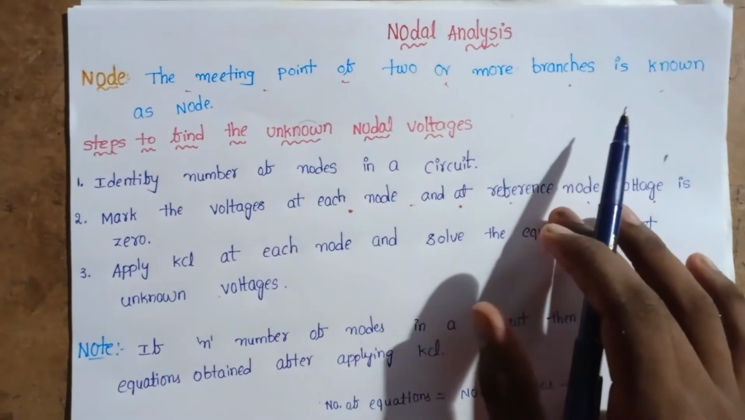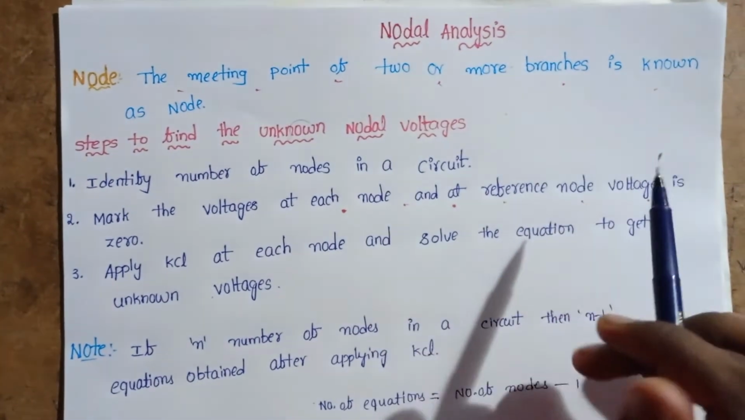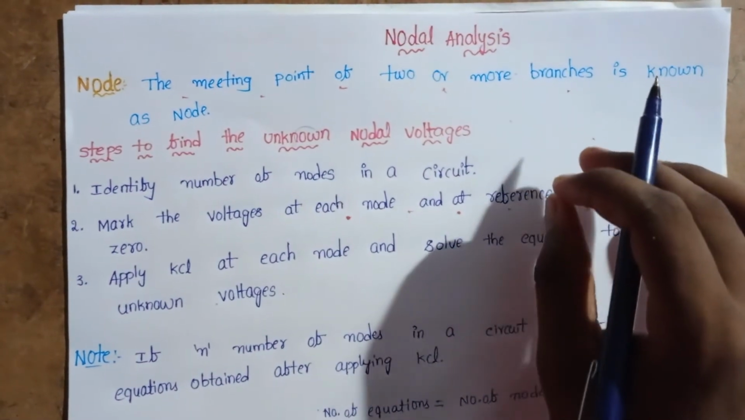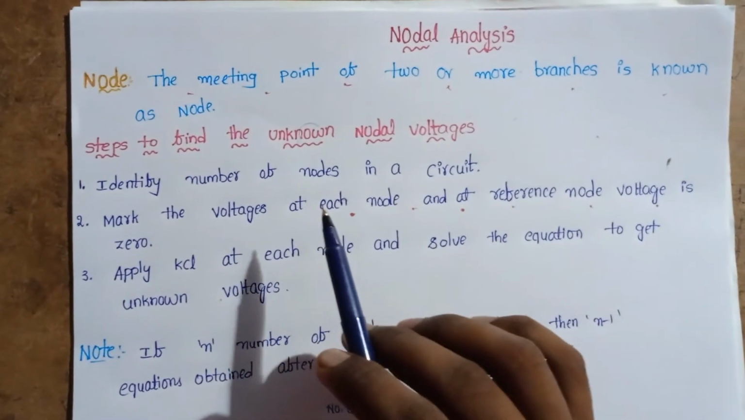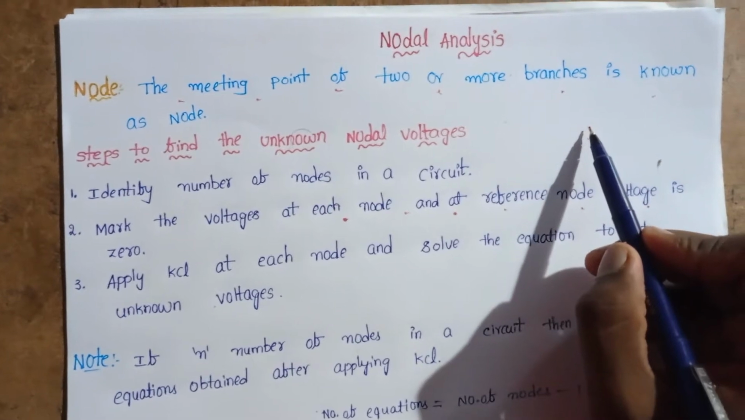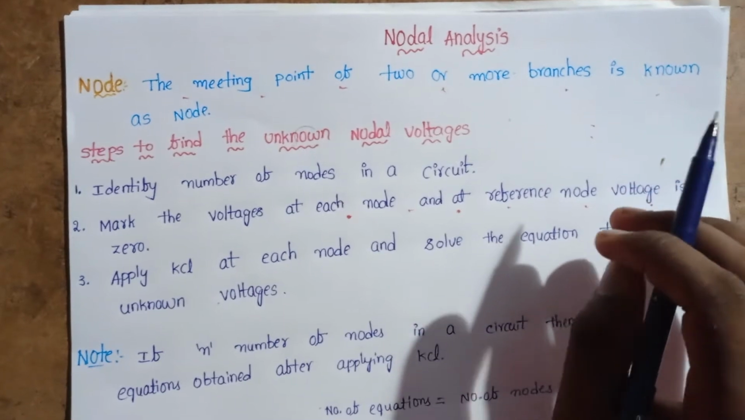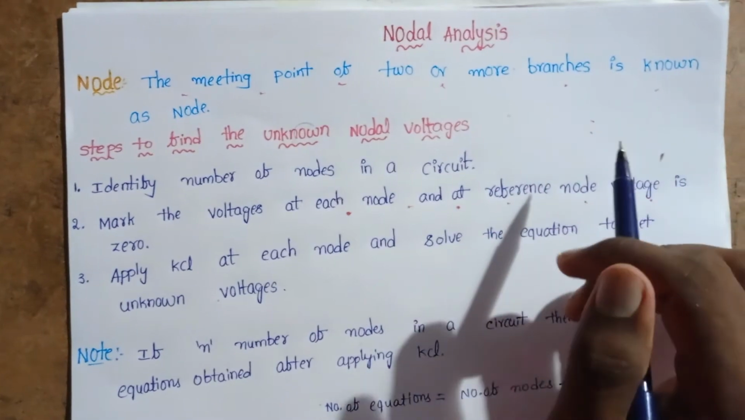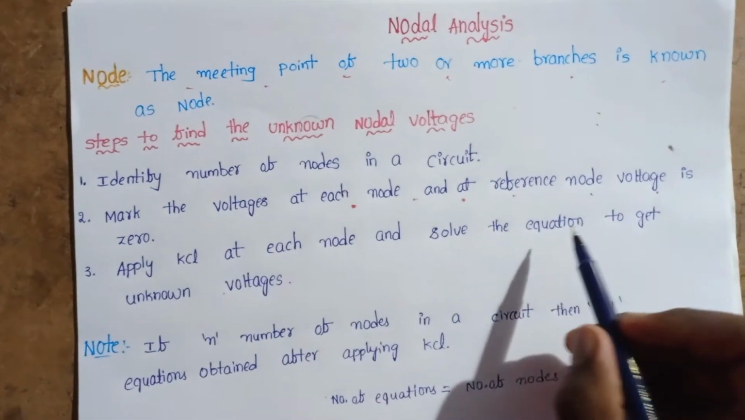First we have to identify the different nodes present in the circuit. Next we have to mark voltages at every node. For example, V1 at one node and V2 at the second node, like that we have to mark voltages. And we have to take one node as a reference node. At the reference node the voltage is 0, that is grounded. We know every circuit is grounded at some particular node. That node is known as the reference node, and at the reference node the voltage is 0.